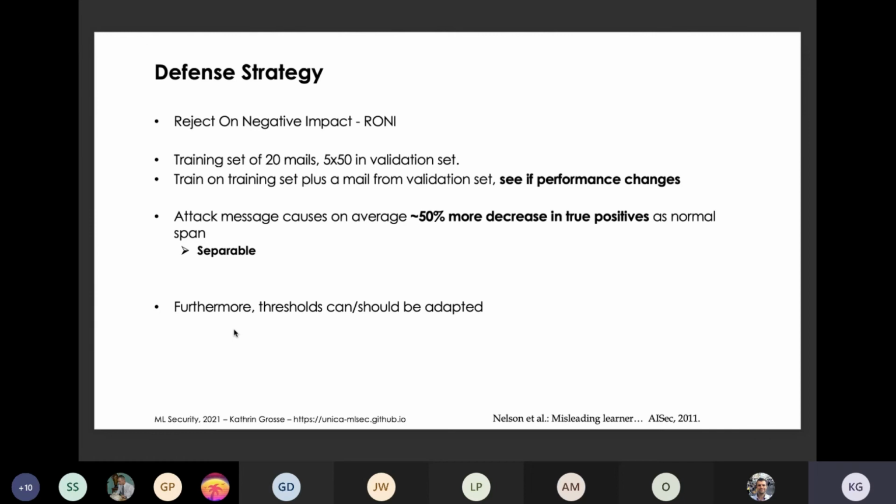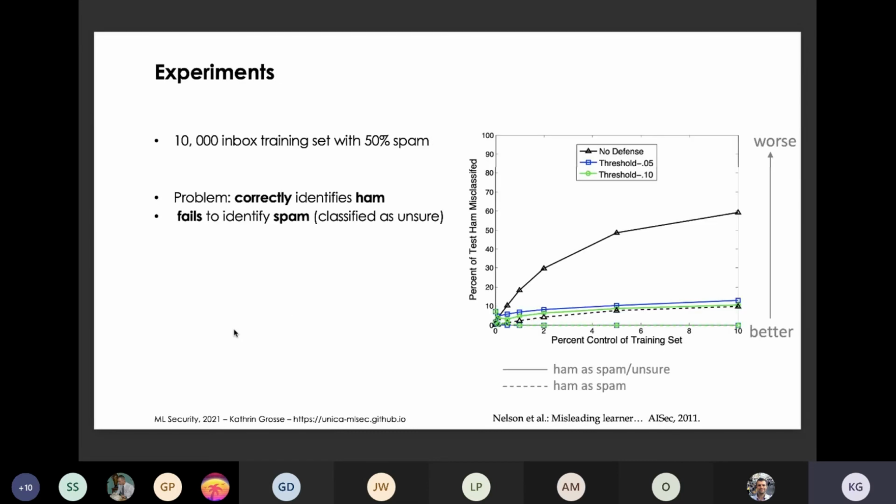An additional comment here from the authors is also that training on a lot of spam actually also changes the thresholds, because the spam gets more into the unsure zone. So you might want to adapt the thresholds, but this is just a side note. And the experiments they reported here are on a 10,000 inbox training set, which is 50% spam. And as I said, it correctly identifies the ham, but the spam is not correctly classified as spam because it is more classified as unsure.